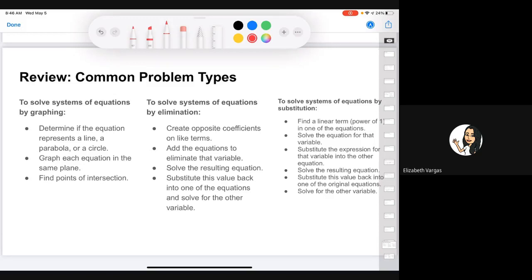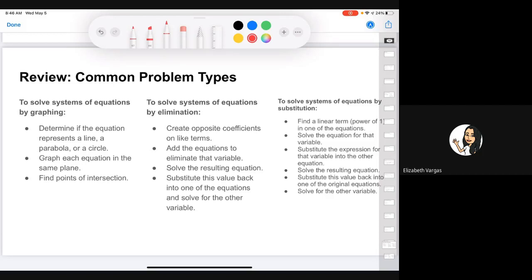And then if you're going to do it algebraically, you can solve systems by using elimination, and these are the steps you would do for elimination, or you can solve it by doing substitution, and those are the steps for substitution. Again, the easiest way is to do it by graphing, but it is up to you what your preference is as far as finding those solution points. Questions?